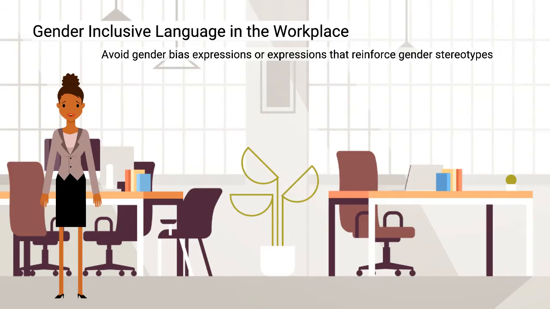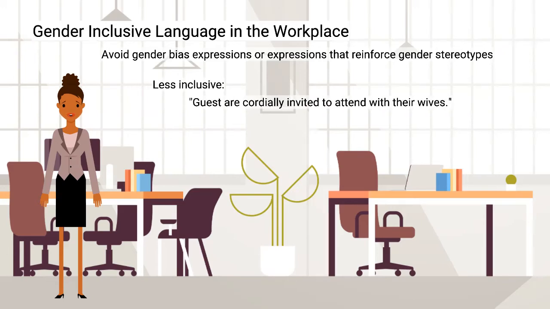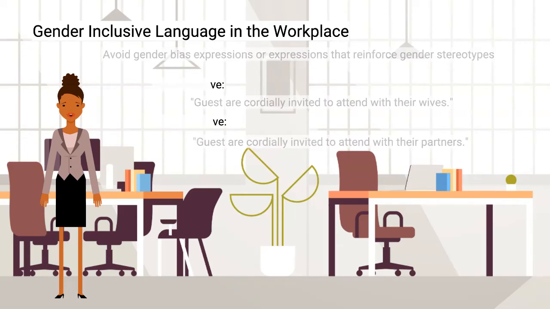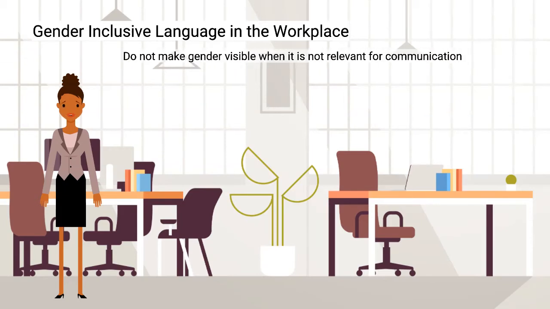Let's try another practice in phrasing. A less inclusive phrase could be, guests are cordially invited to attend with their wives. To make this phrase more inclusive you can say, guests are cordially invited to attend with their partners. You can be more gender inclusive by not making gender visible when it is not relevant for communication.